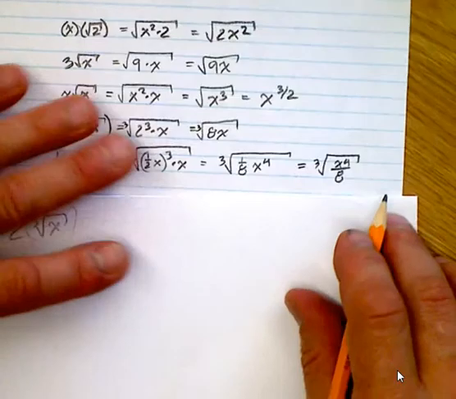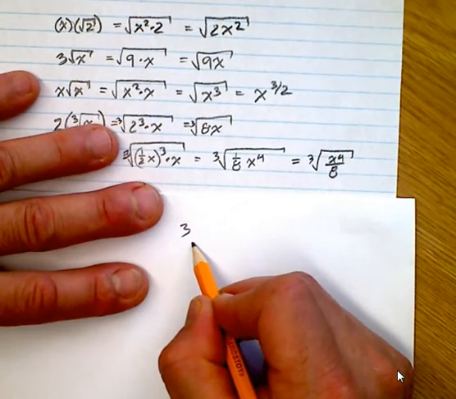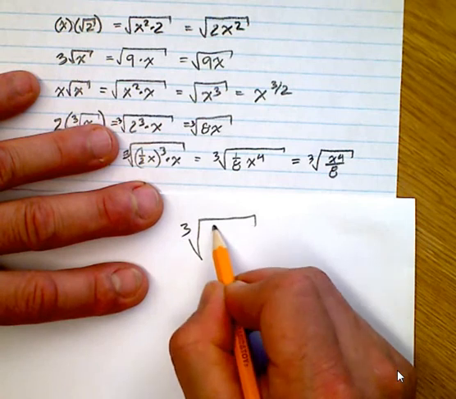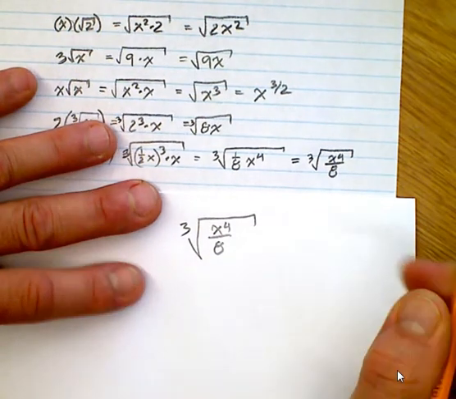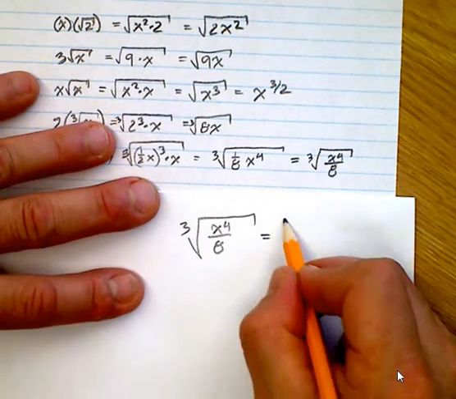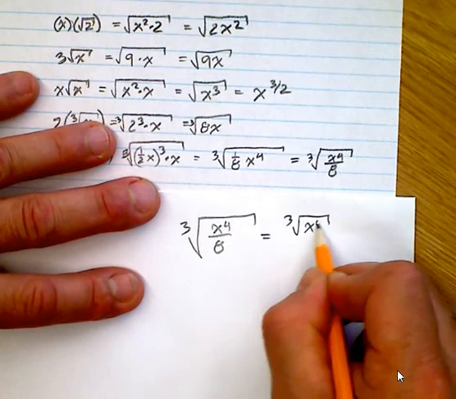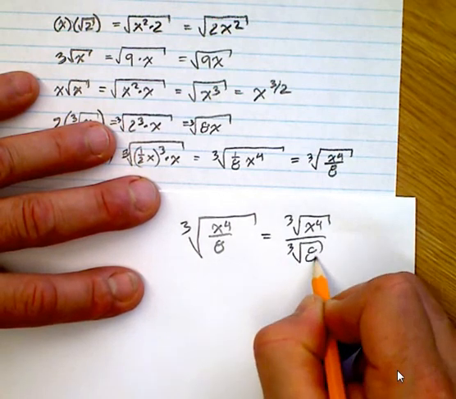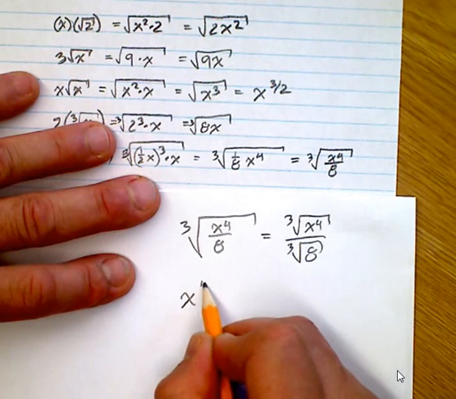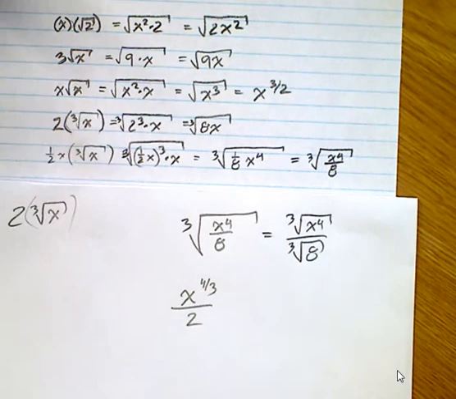Interestingly enough here, let's look at this thing. If I have the cube root of x to the power of 4 over 8, okay, don't forget that you can also do this, the cube root of x to the power of 4 over the cube root of 8, which is x to the power of 4/3 over 2. That's another way to look at it, okay?